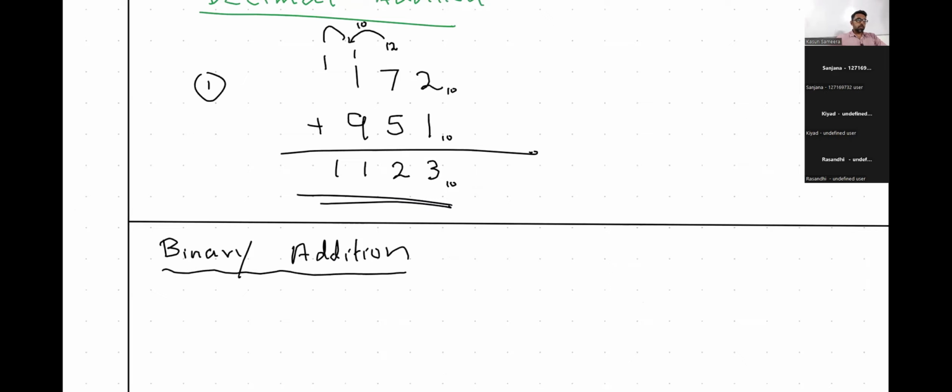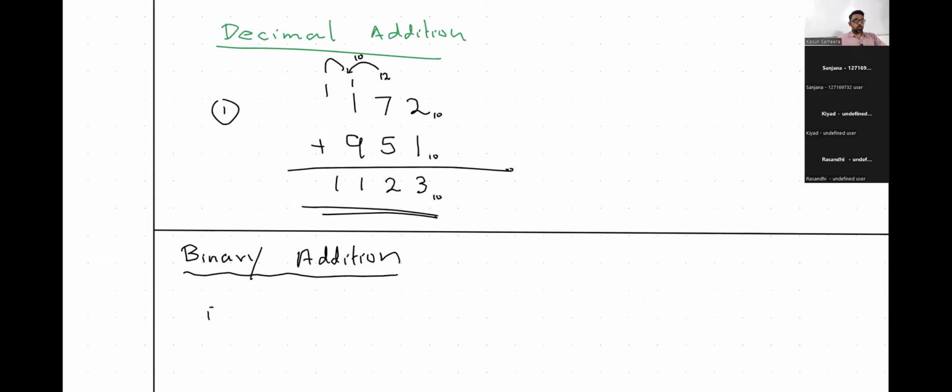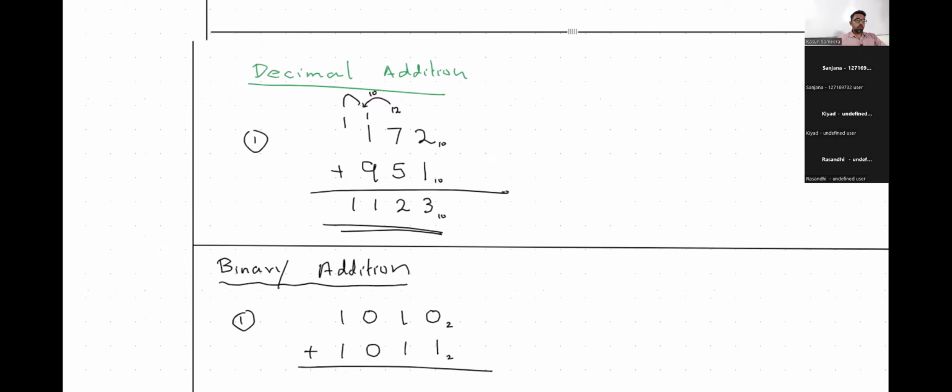Right. Same concept I'm going to apply to binary addition as well. My first example is 1 0 1 0 1 1 0 1. Both the numbers are in base 2. Right. How are you going to find the answer?